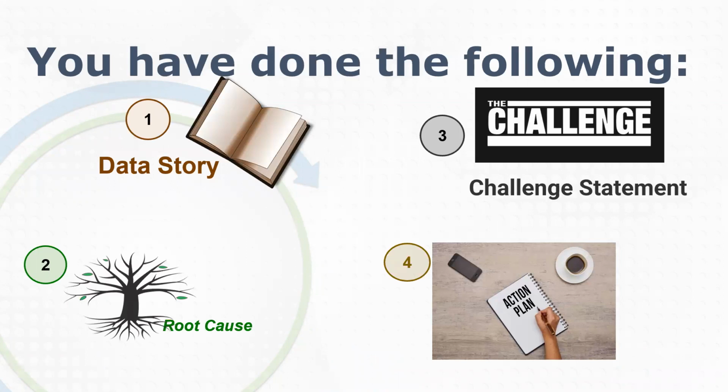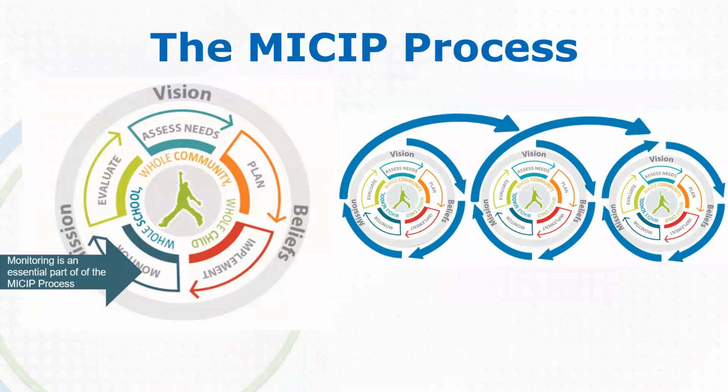So if you have built a plan in MICIP, you have developed a data story. You've identified a root cause for the data that then resulted in writing your challenge statement, and you developed an action plan with end and interim targets, as well as strategies and activities to address the challenge. And so it's now time to begin implementing the plan. However, before doing so, you might want to check to ensure that you built monitoring activities into the plan as well.